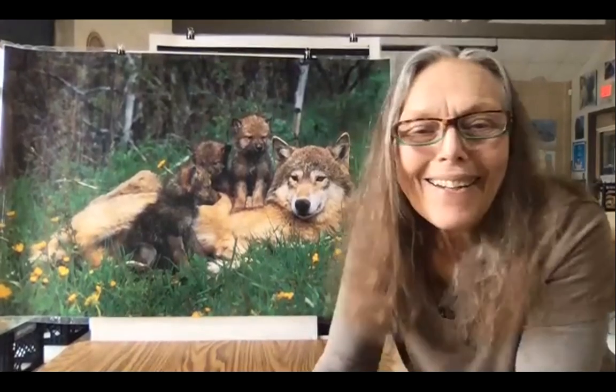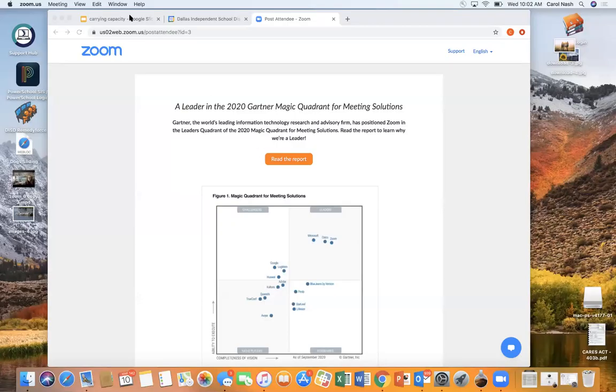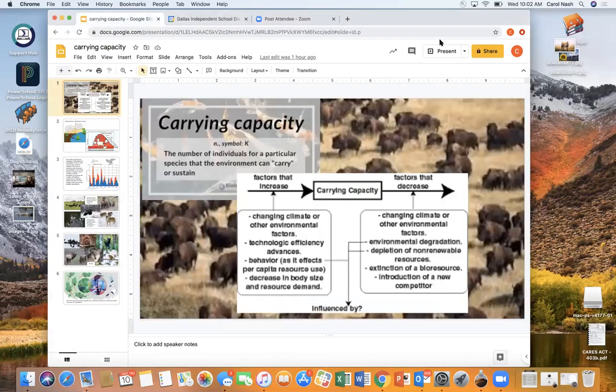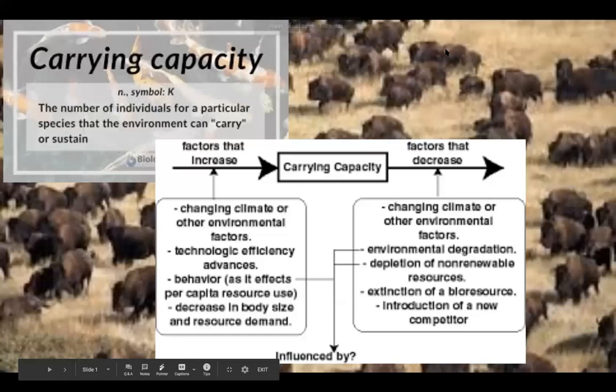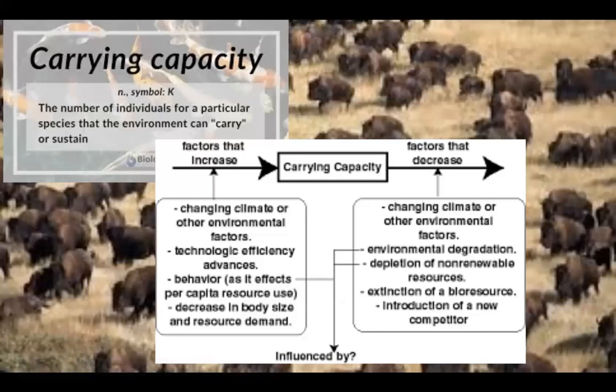Hello, welcome to my classroom. Today we're talking about carrying capacity, and it's an important issue for all of us, a concept that's important for us to understand because it directly affects life, all life on our planet. So I'm going to share my screen and we're going to talk about the concept and the things that affect the carrying capacity. So what do we mean by the term carrying capacity? It's the number of individuals of a particular species that the environment can carry or sustain.